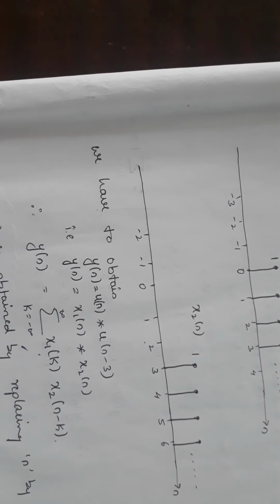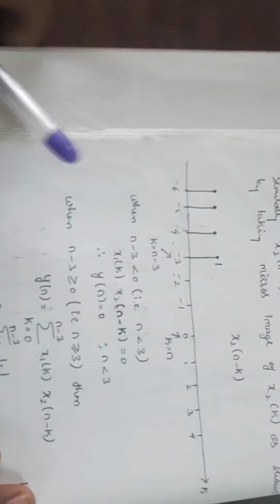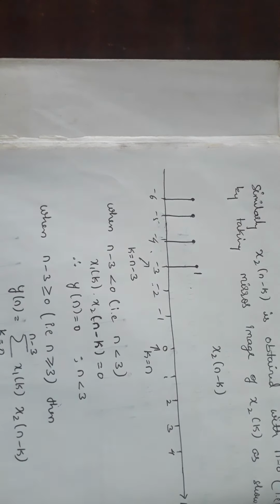If you take the mirror image, initially the signal is from 3 to infinity. Now it will become minus 3 to minus infinity. This is your x2 of n minus k. Now we obtain the final signals, that is x1 of k and x2 of n minus k.